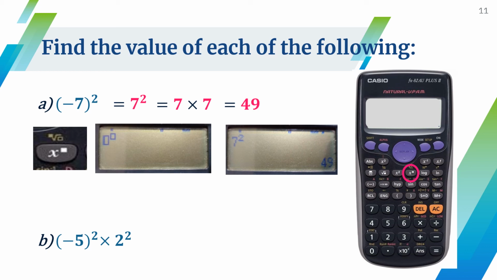You will write the base and write the power. In number B, we have negative 5 all power 2 multiplied by 2 power 2, which equals 5 power 2 multiplied by 2 power 2, equals 25 times 4 equals 100.